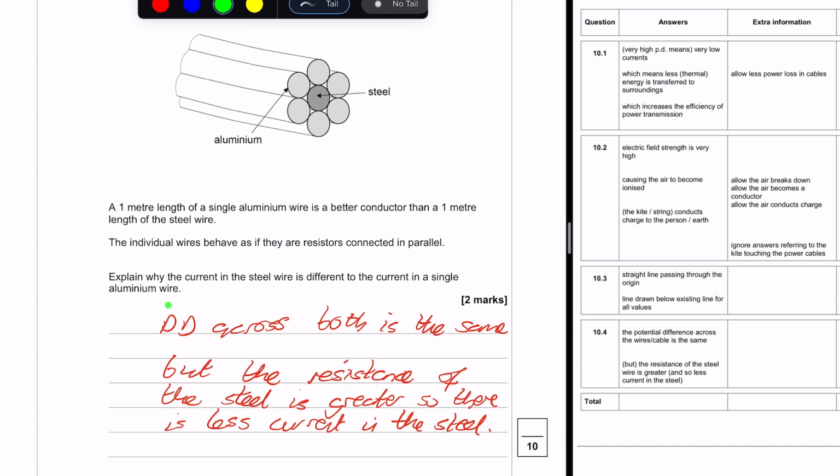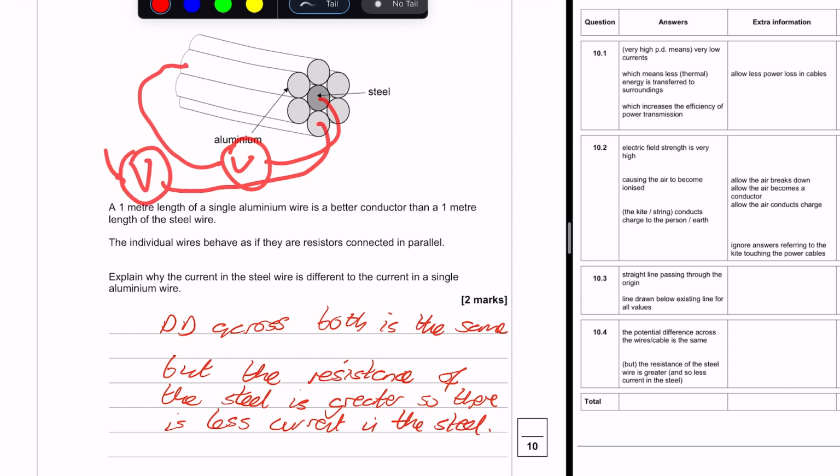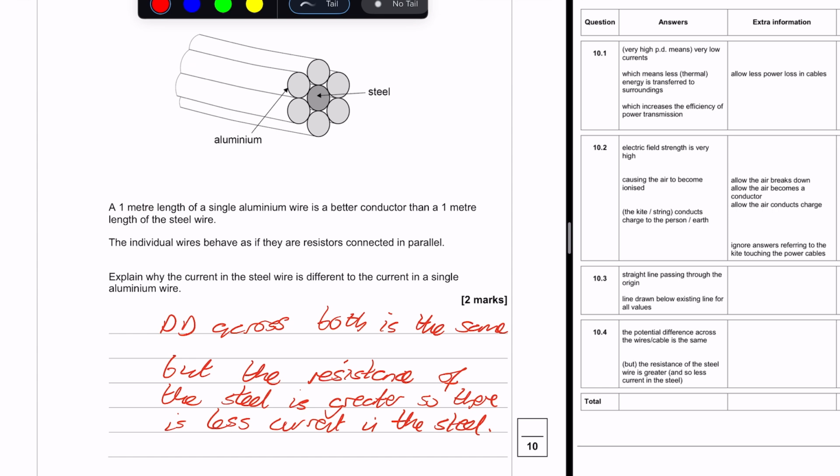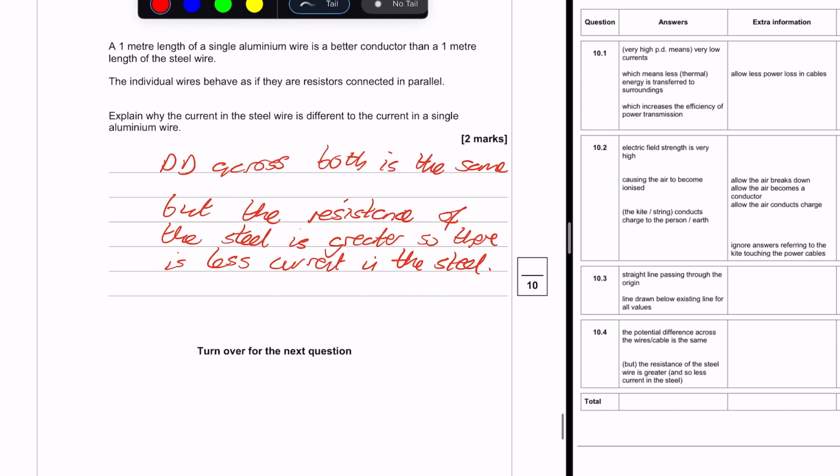Well, the potential difference across both is the same. That's the first mark. So if you were to put a voltmeter across here, then you'd get the same reading across all of them. Okay, they'd all be the same potential difference. But the steel's got a greater resistance, which means it's going to have less current. So that's what I've written here. But the resistance of the steel is greater, so there is less current in the steel. So hopefully that's answered question 10 for you.